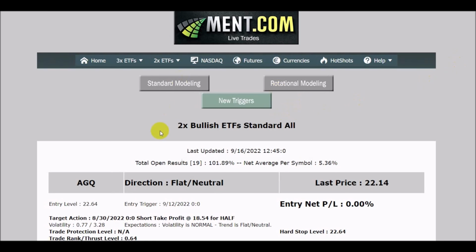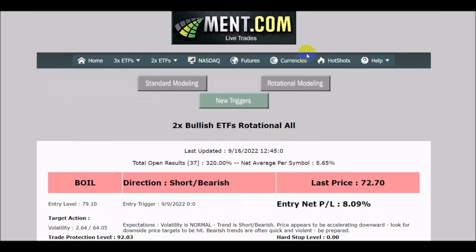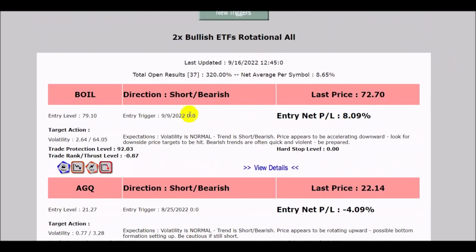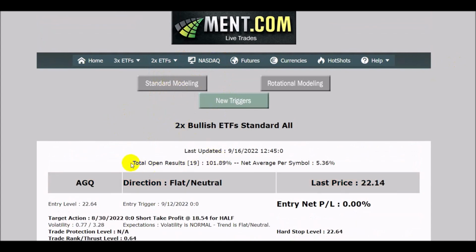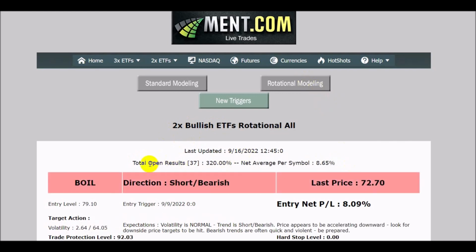Remember, you have the standard model, which is trading. Then you have the rotational model. The rotational model is basically buy or sell all the time. So understand, in the standard model here, this is the bullish 2x ETFs. We've got a total open position of 19 trades with 101% total profit. Average trades of 5.36. But look over here at the rotational modeling. Rotational modeling is an always-in modeling system. Got 320% total profit. Average in-trade profit of 8.65.